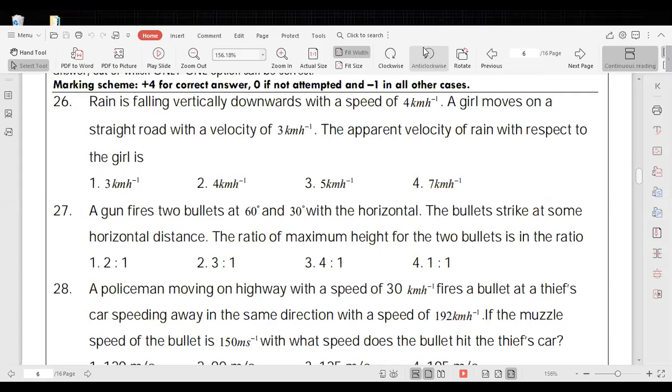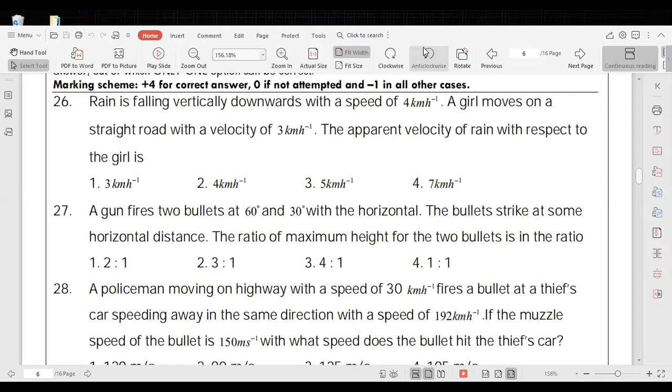Now, with this velocity from the surface of the earth, when bullet is fired, the bullet travels in air. Then it strikes the thief. So with what velocity does the bullet strike the thief? It means, with respect to thief, with what velocity the bullet seems to be coming, with that velocity it strikes the thief.